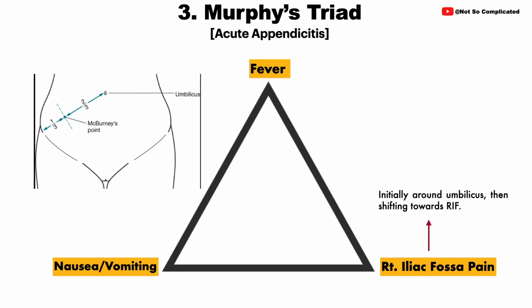We draw an imaginary line from the umbilicus to the right axis, that is the anterior superior iliac spine, and two-thirds from the umbilicus to the axis will make a point, and that is McBurney's point. The pain is maximum at that point. All right, so that is how we elicit the pain in acute appendicitis.